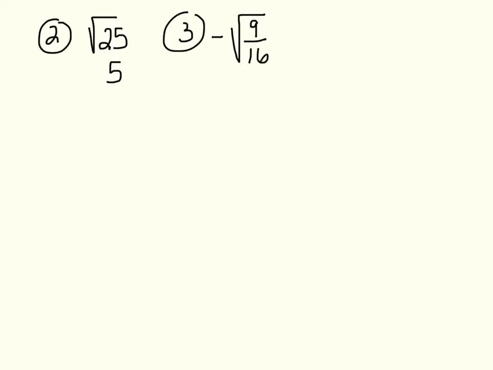So let's do some examples. Number 2, the square root of 25. That's just what number times itself gives you 25, and since it's just the square root, it's positive. That gives you 5. Number 3, the negative square root of 9/16. Well, we know it's going to be negative. And now what number times itself gives you 9/16? Well, what number times itself gives you 9? It'd be 3. What number times itself gives you 16? It'd be 4. So your answer is negative 3/4.